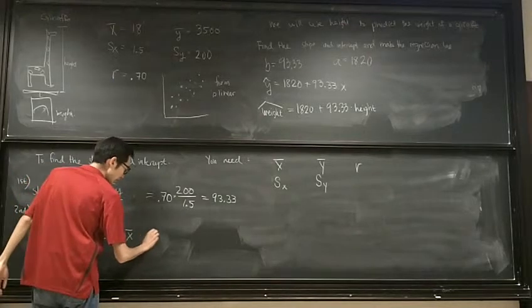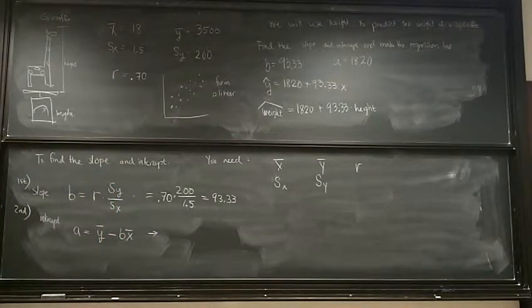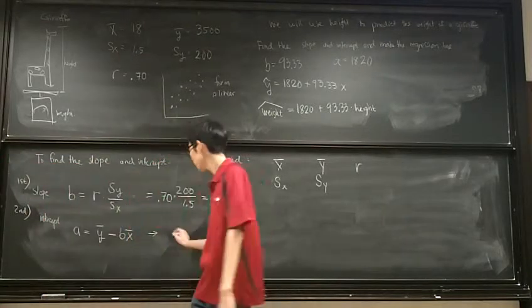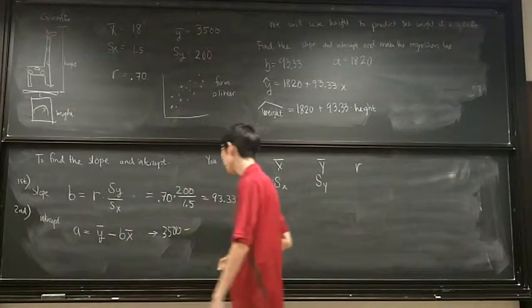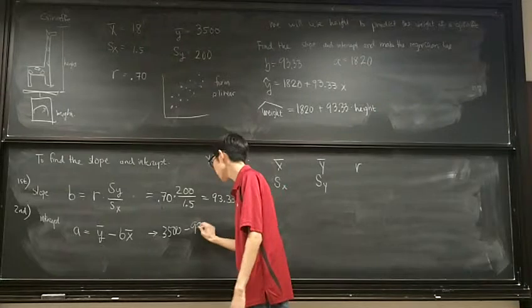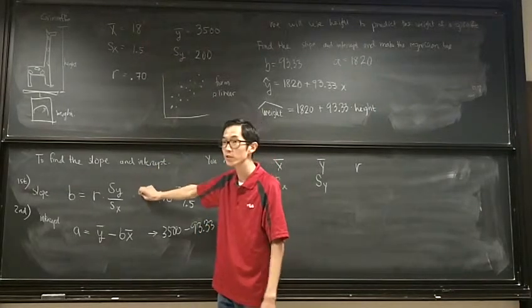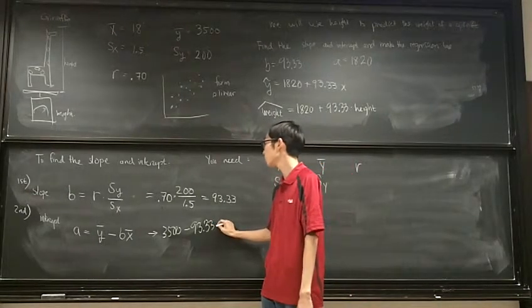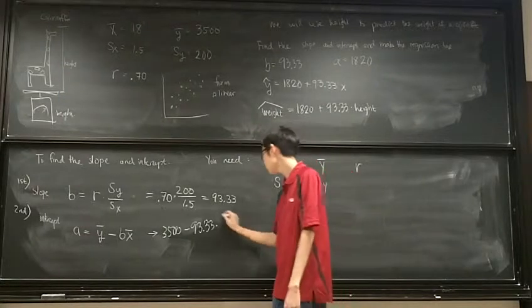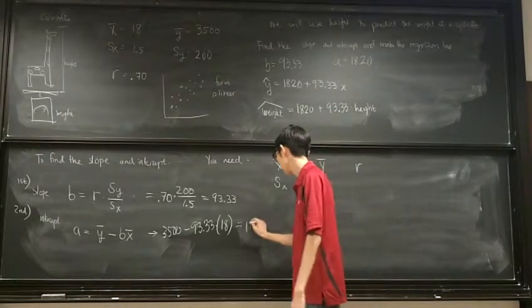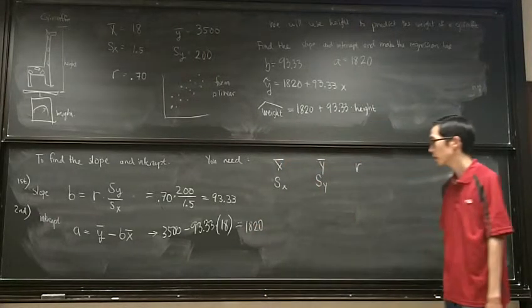Okay. Alright, so A equals y bar minus b times x bar. So what's y bar? 3,500 minus, what's b? B is 93.33, okay? This is why I said you have to do this one first and this one second. Once you get the slope, you plug in 93.33 and you multiply it by x bar. What is x bar? 18. And when you do that, you get 1820. Okay, so that's how we got A and B.